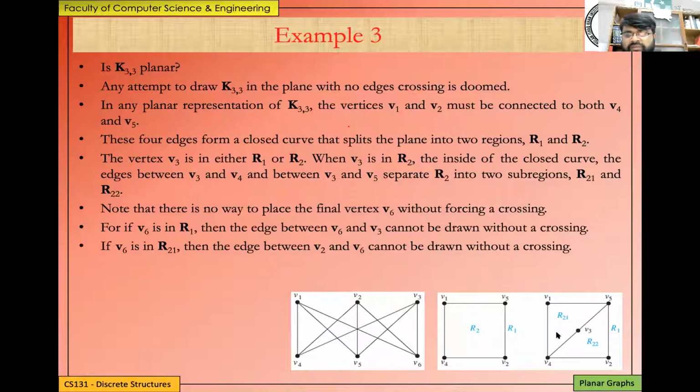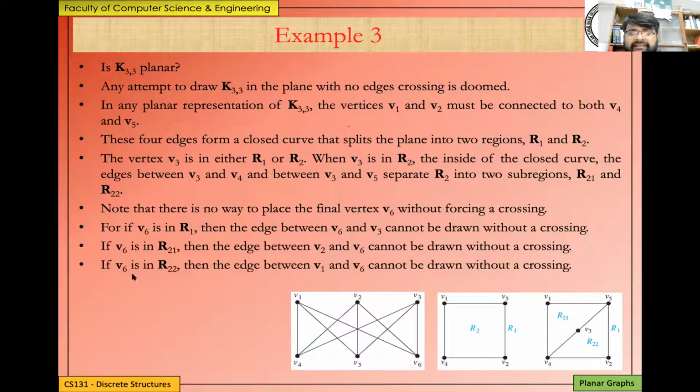If V6 is in R21, so you put V6 in R21, then the edge between V2 and V6 cannot be drawn without a crossing. And on the other hand, if you put V6 in R22 over here, then an edge between V1 and V6 will not be drawn without a crossing. And since it's not possible, there are only 3 regions in here, and you're putting a vertex in one of these regions, but are unable to find the line without a crossing. Hence, it's impossible for K33 to be planar.